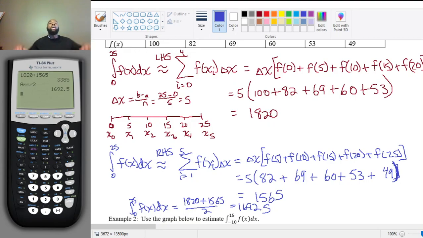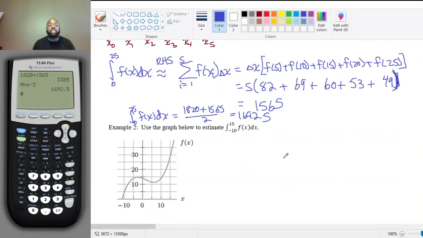Again, our goal is to let n approach infinity. When we're given a table of values and we're doing this by hand, we're not going to be able to go to infinity, but we still can get an approximation. All right, let's go to another example.